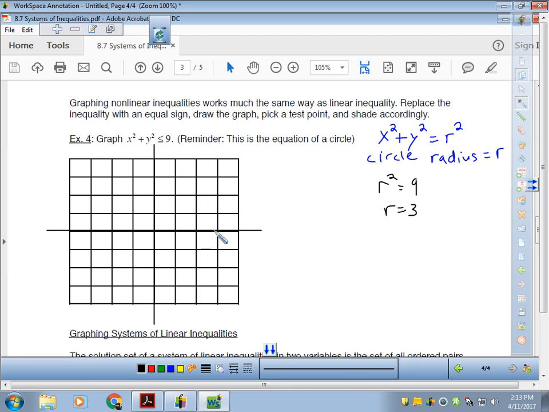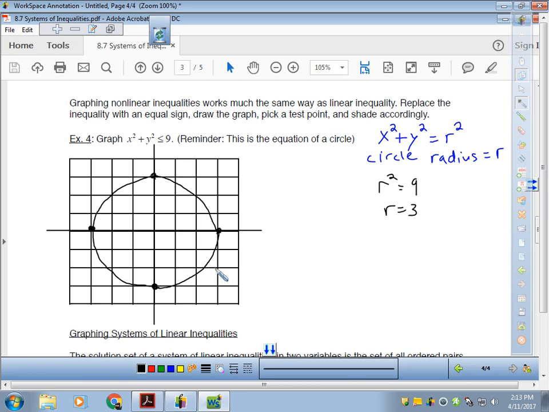So from your center, you're going to go out to the right 3. You're going to go up 3. You're going to go to the left 3. And you're going to go down 3. Now, because this has an equal to, when we connect these points in a circle, we will connect them with a solid line. And just try your best to make it look circular. You don't want it to look like a diamond. You do want it to have a little bit of a curve to it so that it looks somewhat circular. It does not have to be perfect. It just needs to look somewhat circular.